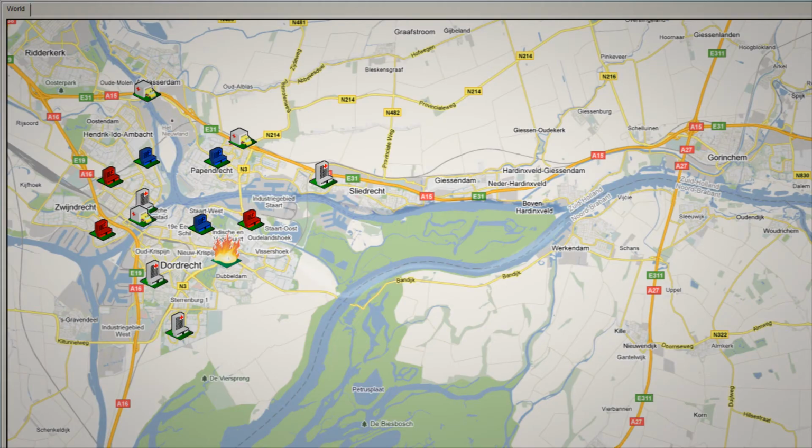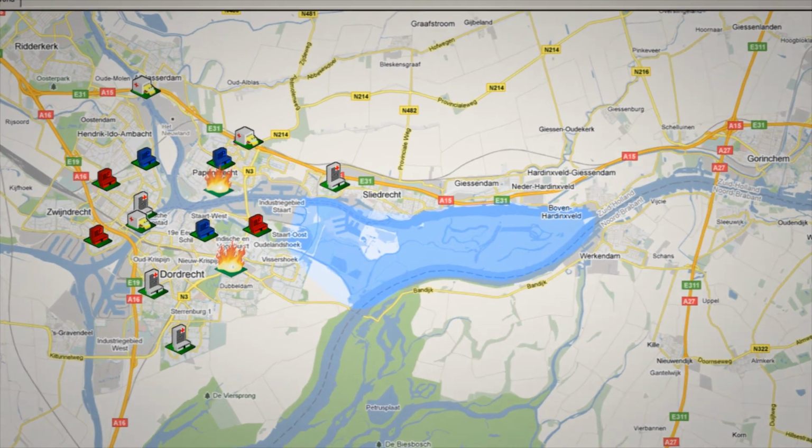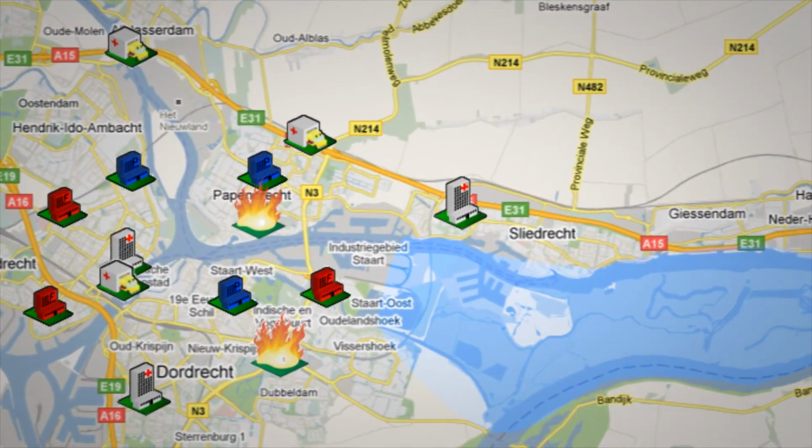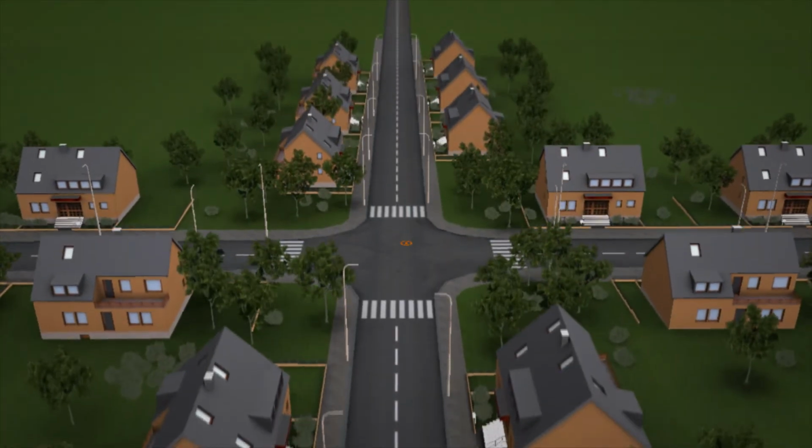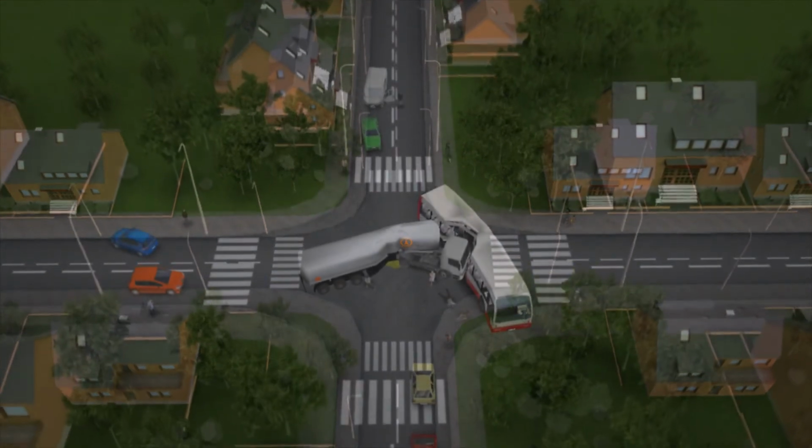Layers are available in ISEE to simulate, for instance, a flood. Multiple incidents can be added to increase the difficulty of the training.